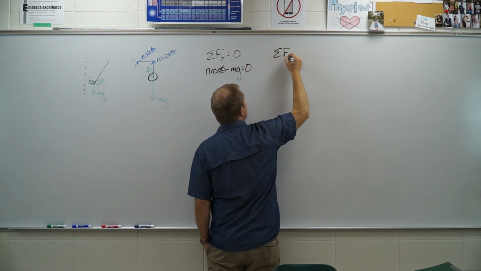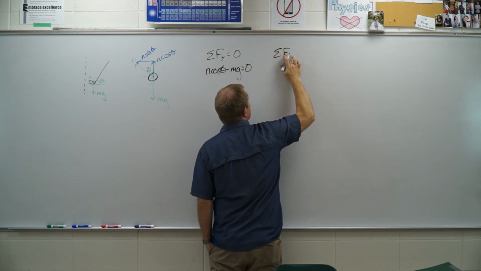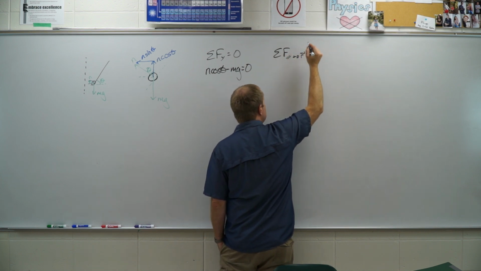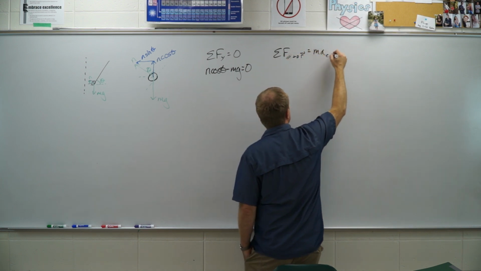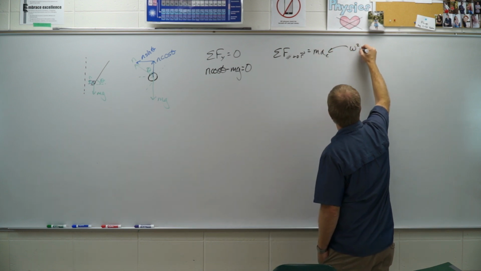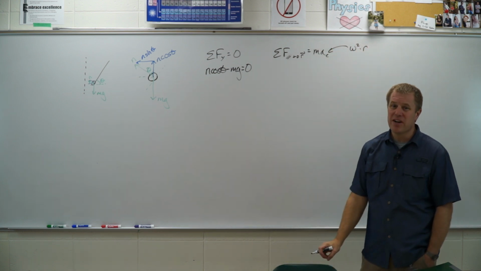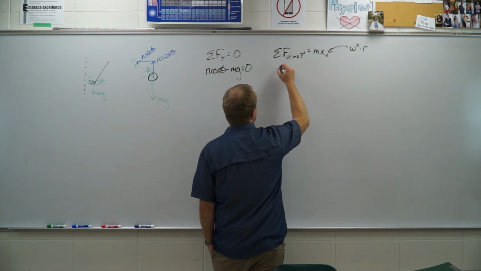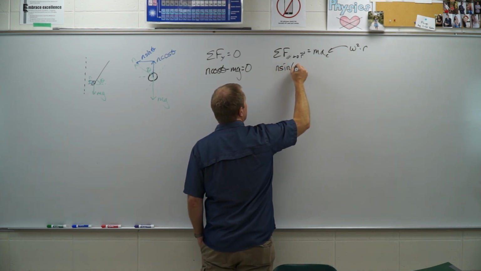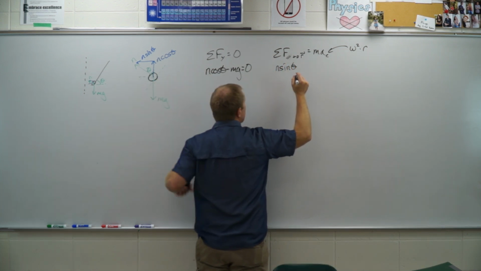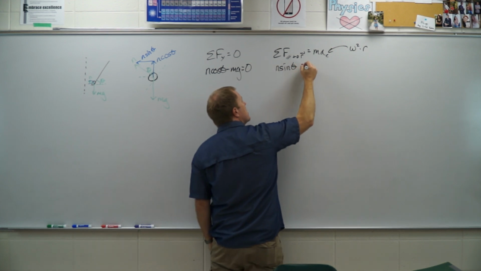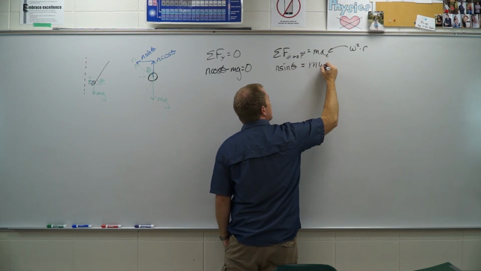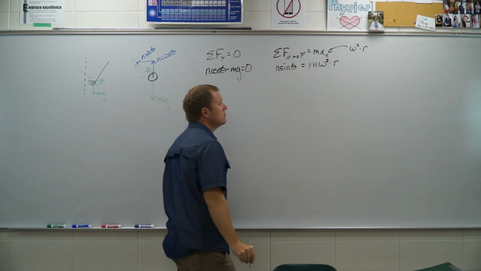Sum up the forces in the x direction, parallel to the radius direction, and you're going to get ma. We're going to substitute in there omega squared times r, because our goal is to figure out what is the omega required to make that work. So here I have n sine theta, radially inward is always our positive direction, equals m times omega squared times r.